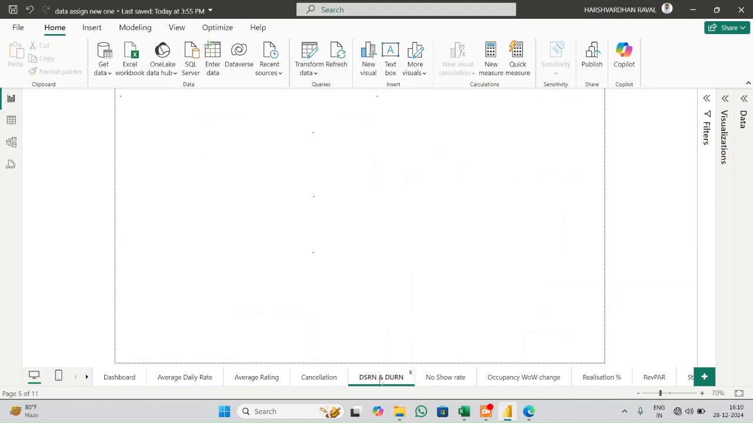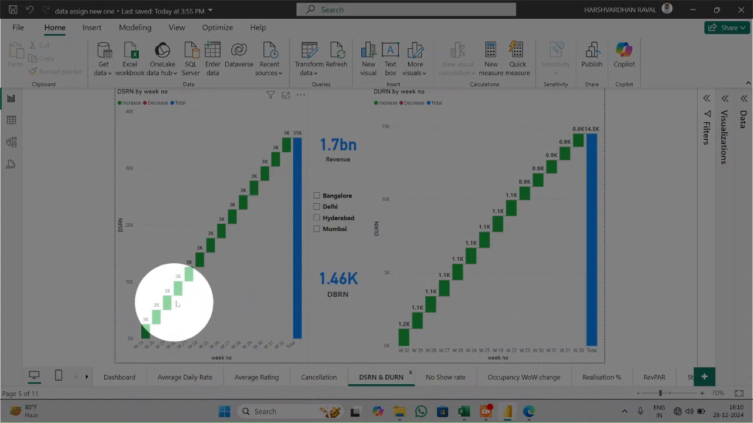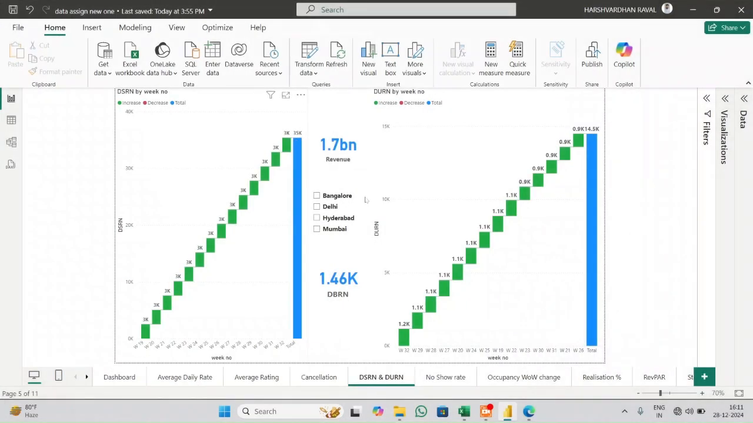Then the main thing comes: DSRN, that is daily sellable room nights and daily utilized room nights. Daily sellable is the number of rooms available to sell, and daily utilized is, out of the daily available rooms to sell, how many rooms were booked and utilized by the customer. These two graphs provide some great insight. As we clearly see in DSRN, the daily sellable room nights is increasing week on week. Finally after week 32, the daily sellable room nights is 35k.